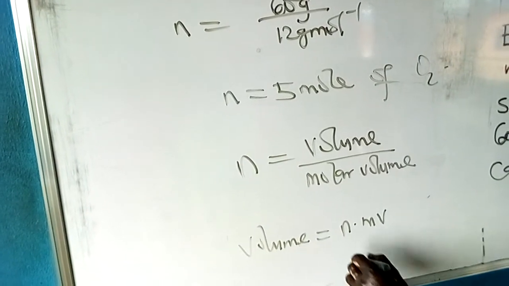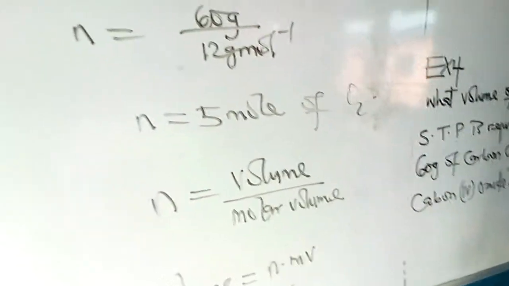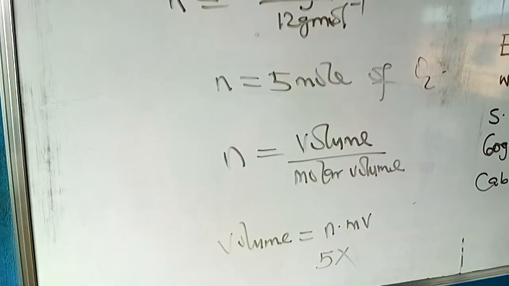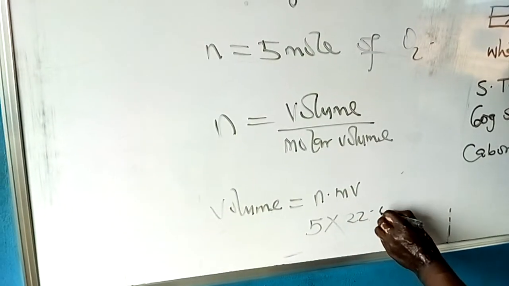So what is our number of mole? 5, times what is our molar volume? Our molar volume is 22.4 dm³.